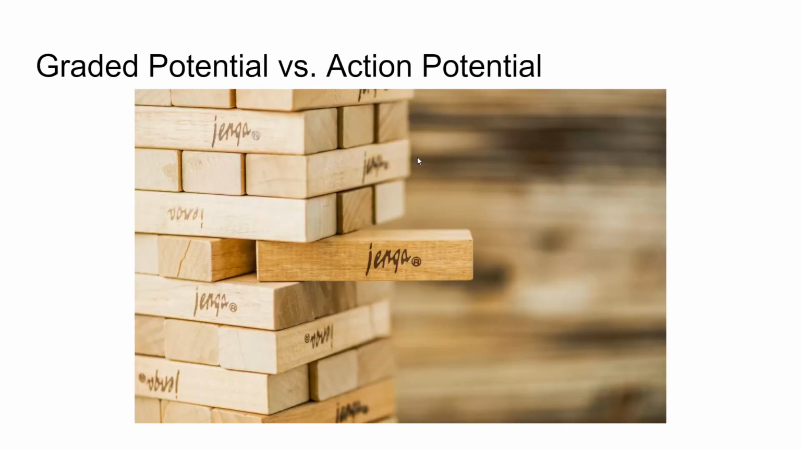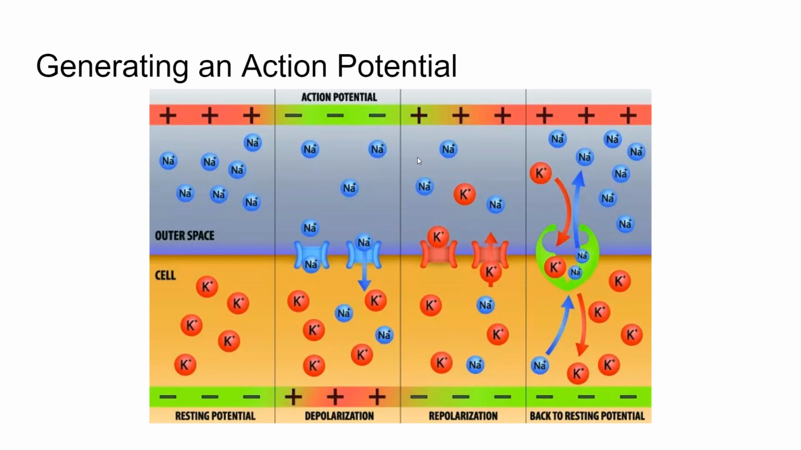We won't spend very much time talking about graded potential. We're going to spend most of our time talking about the action potential, which is what we're getting ready to go into a little bit more. How is an action potential generated? It's basically 4 steps. You can kind of go from left to right here with a little bit of caveat between the two. And so the first step is you're at resting, right?